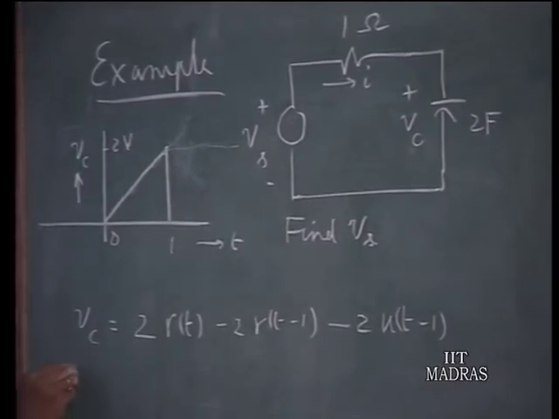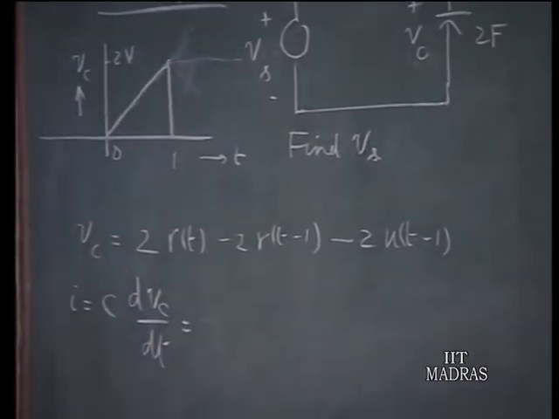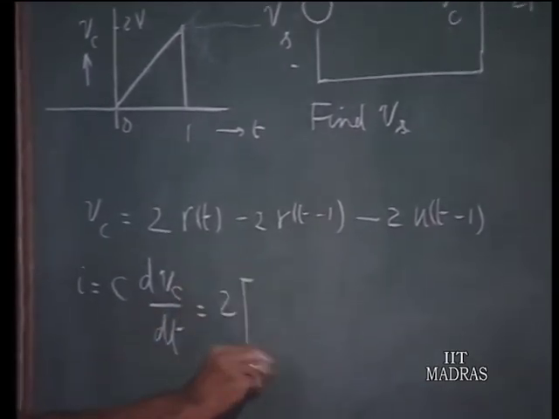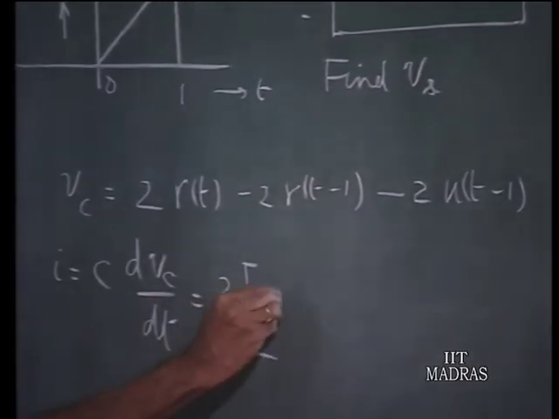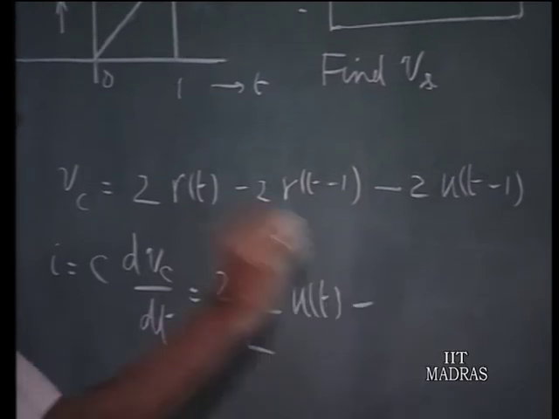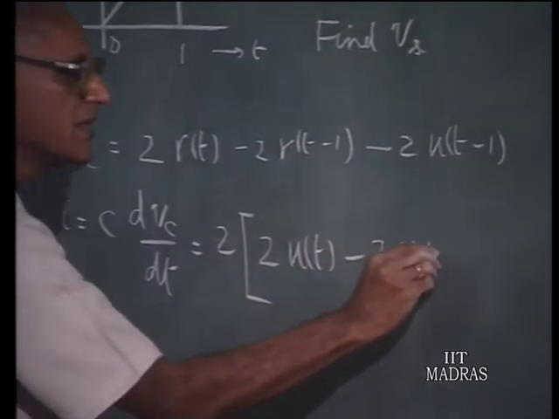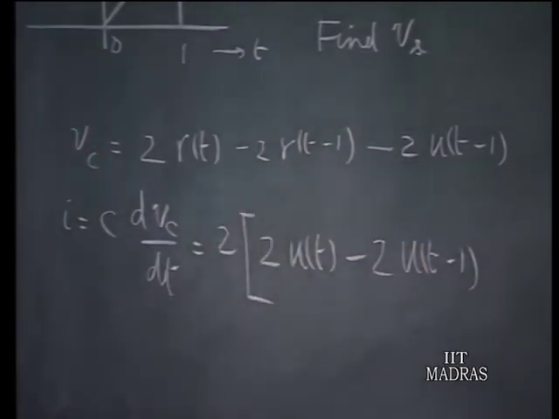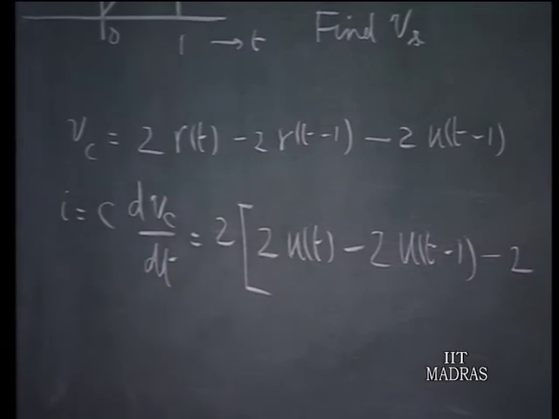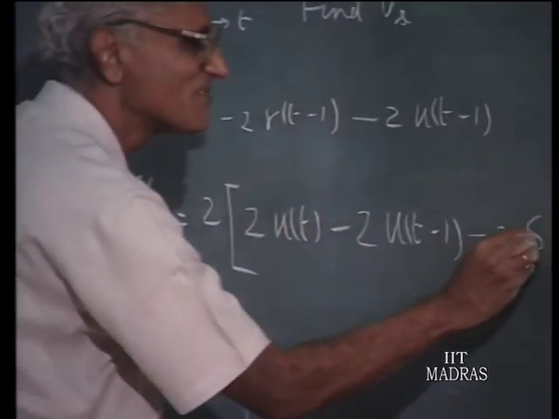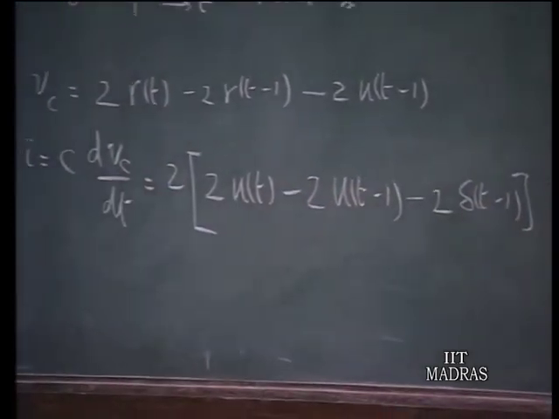Therefore, the current in this is C dVc/dt, and C is 2 farads. So, 2 times the derivative of these expressions: 2r(t), the derivative of that would be 2u(t), minus 2r(t minus 1), the derivative of this, 2 times u(t minus 1). The derivative of the ramp function is the step function, and then minus 2 times the derivative of a step function, which is an impulse function. So, delta(t minus 1), that is your I.